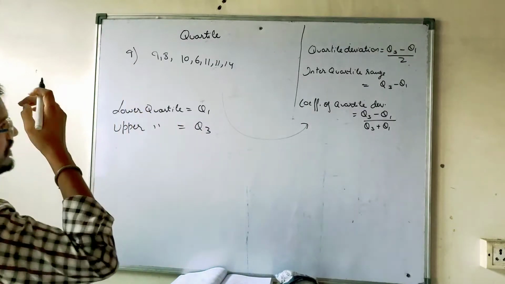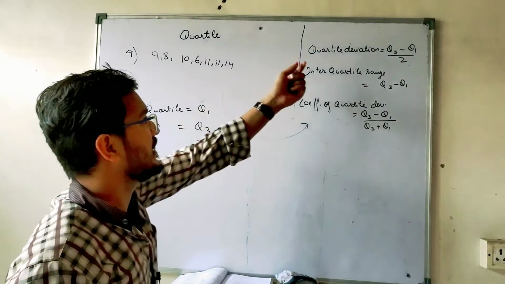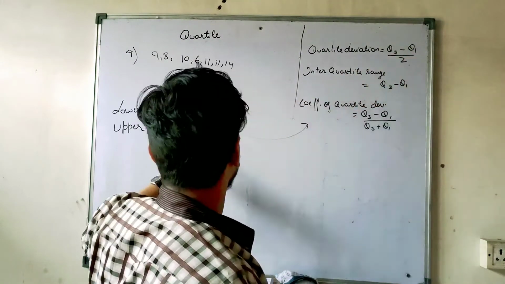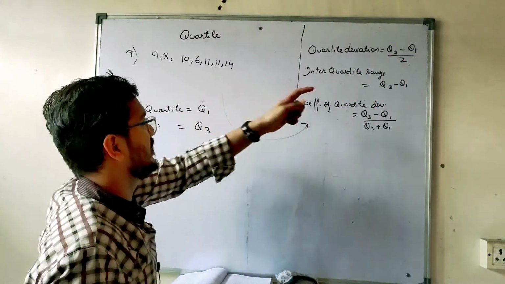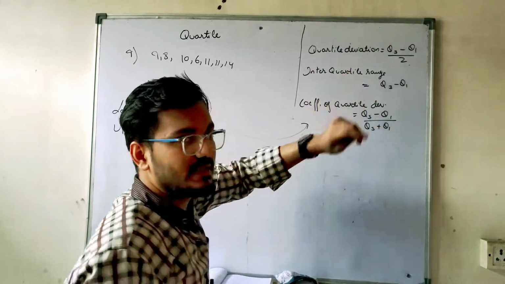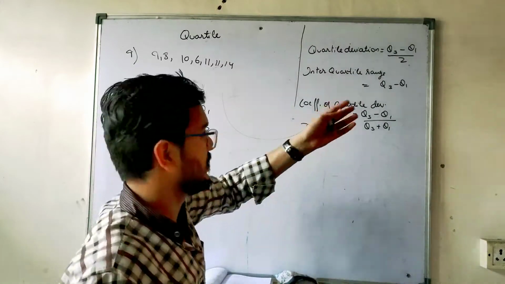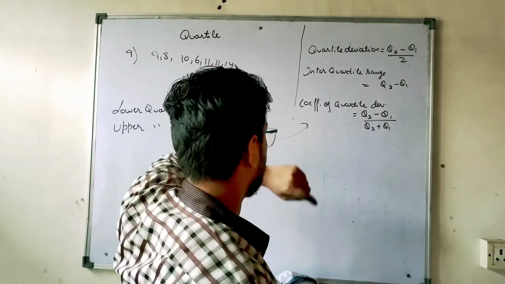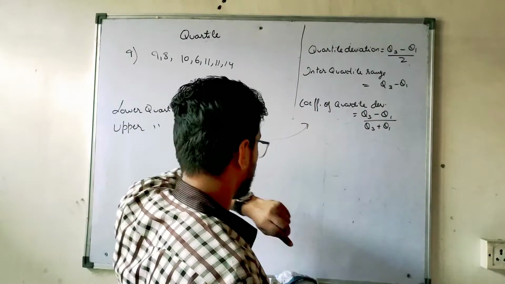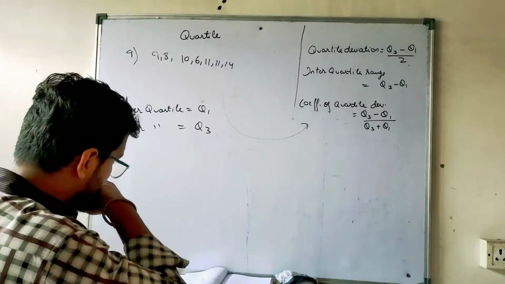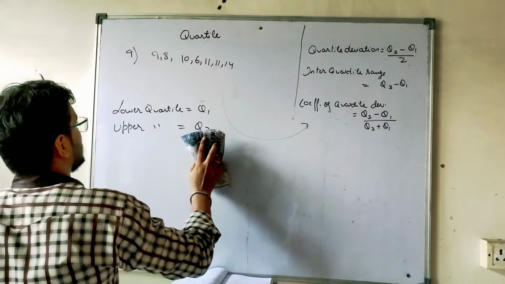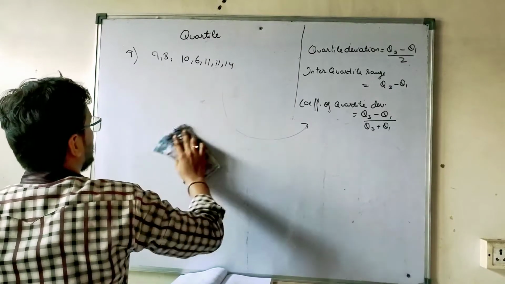These are some formulas. Quartile deviation, deviation we have already studied, is Q3 minus Q1 divided by 2, final minus initial divided by 2. Interquartile range is Q3 minus Q1. Range is upper limit minus lower limit, like Q3 minus Q1. Coefficient of quartile deviation is Q3 minus Q1 upon Q3 plus Q1. Let's understand this concept with the help of a question.